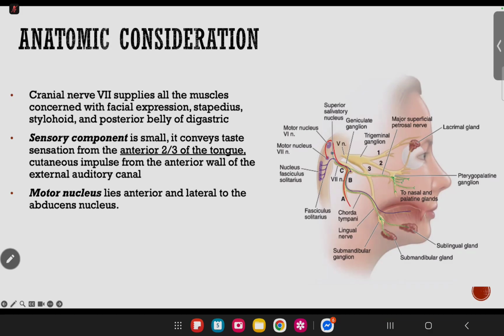After leaving the pons, the seventh cranial nerve, or facial nerve, enters the internal auditory meatus with the acoustic nerve, and it continues its course in its own bony channel, the facial canal, and exits from the skull via the stylomastoid foramen. It then passes through the parotid gland and subdivides to supply the facial muscles.